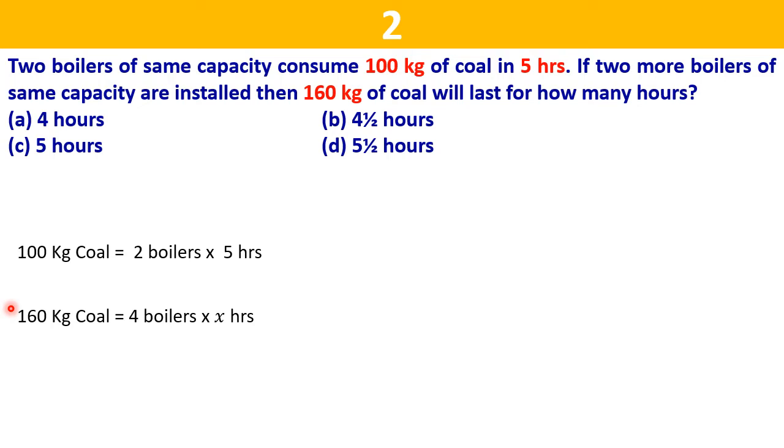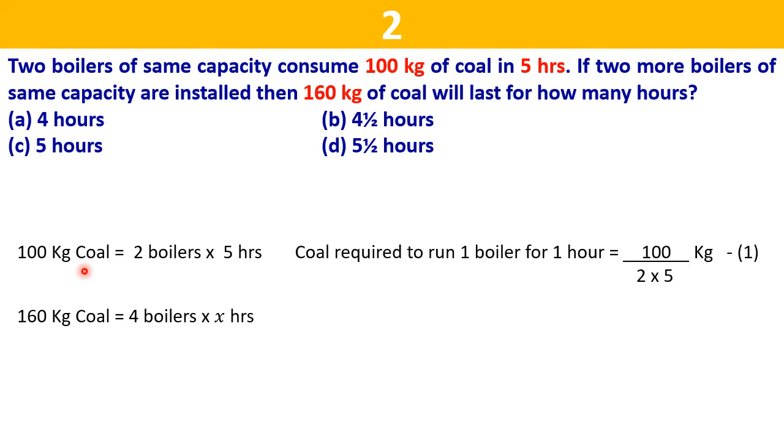Now we can simplify both these equations as 1 kg, 1 boiler for 1 hour will consume how much kg of coal? Here it is said 2 boilers for 5 hours consume 100 kg of coal. So 1 boiler in 1 hour will consume how much kg of coal? For that, this 2 and this 5 we should take in the denominator below 100 kg of coal, like this. Coal required to run 1 boiler for 1 hour is equal to 100 divided by 2 into 5 kg.